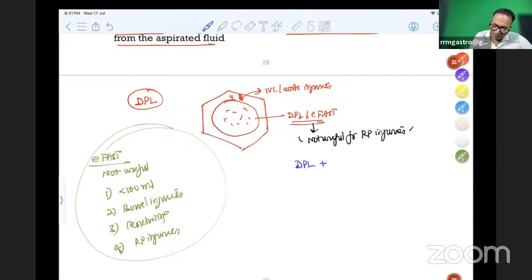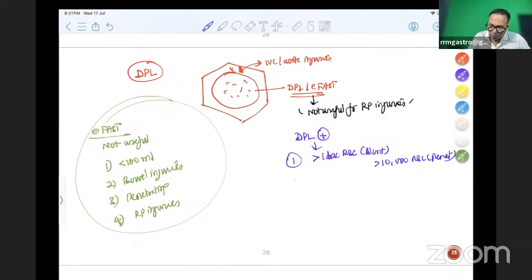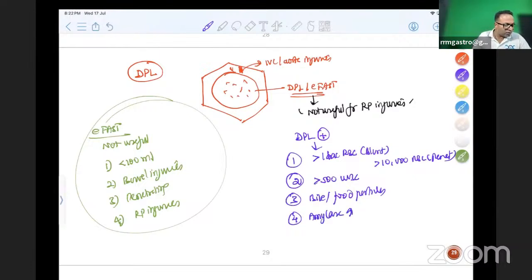And DPL is said to be positive if there is more than 1 lakh RBC in a blunt trauma or more than 10,000 RBC in a penetrating trauma. Okay, please don't forget. That is the first point. DPL is said to be positive with more than 1 lakh RBC or 10,000 RBC in a penetrating trauma, more than 500 WBC, presence of bile or food particles, and presence of increased amylase. All these are findings to say that DPL is positive. So don't forget this point. DPL is diagnostic peritoneal lavage.